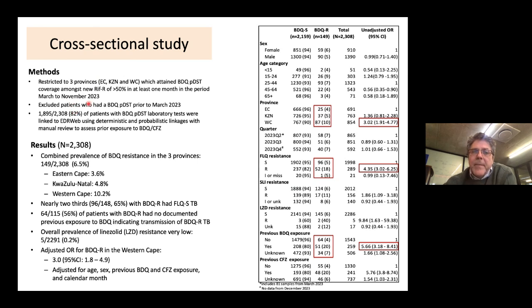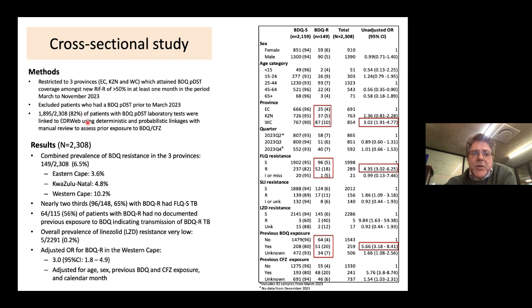We also excluded all patients who had had a bedaquiline PDST prior to March 2023. So anytime they'd had a bedaquiline test between 2019 and 2023, we excluded those patients because it's difficult to tell whether these were new episodes or older episodes or tests of patients who were currently on a regimen and were not responding. And then we linked these data with the EDR web using a combination of deterministic and probabilistic linkages with a manual review to assess prior exposure to bedaquiline and clofazimine.